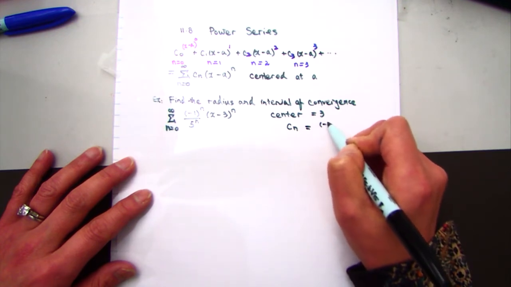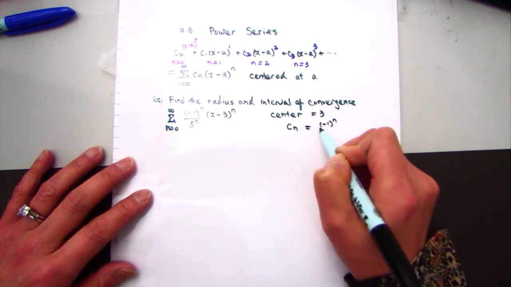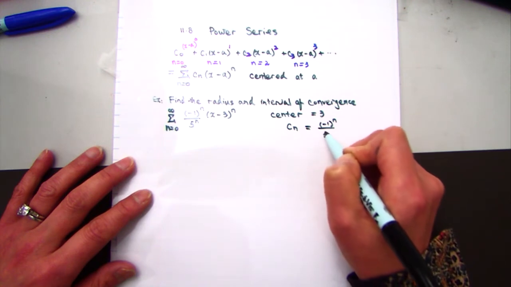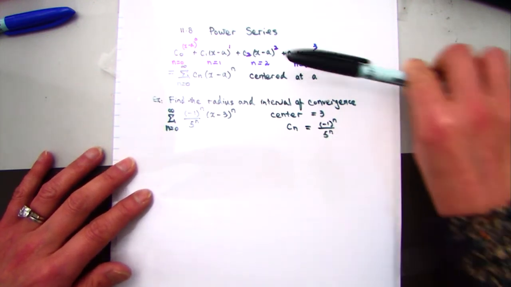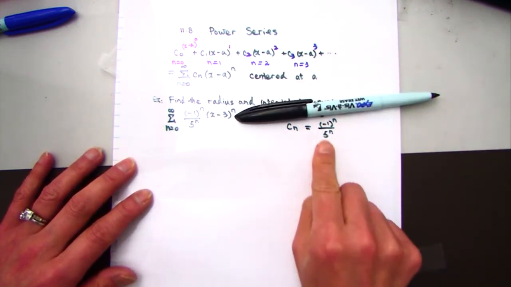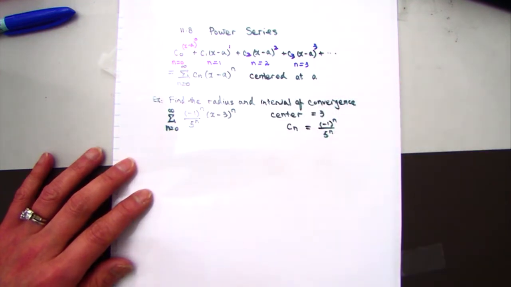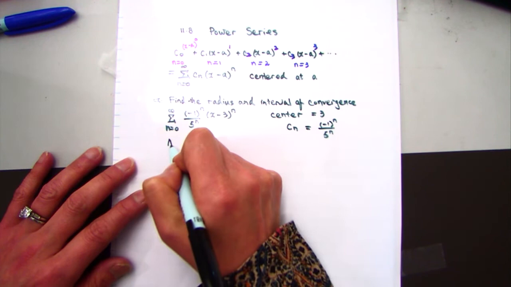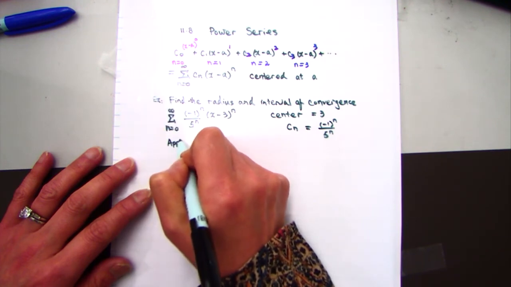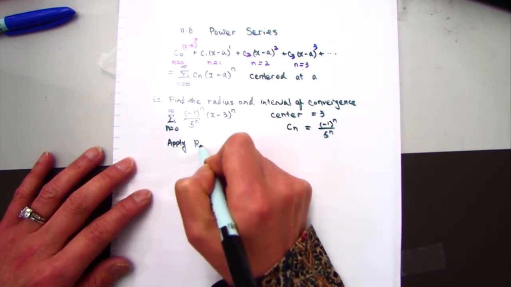So that's alternating signs over 5 to the n. Okay, and you notice this is an alternating series in its own right. Okay, and the ratio is -1/5. So that's a convergent one. Okay, but right now don't think about that. Let's apply the ratio test.